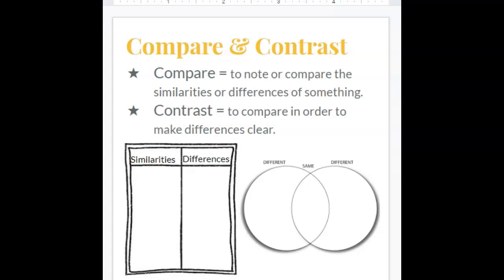And then on the bottom right hand side of the video, the circles there, that is called a Venn diagram. It's very similar. You're organizing the information you get from the text. On the outsides you have the differences, and in the middle you have what's the same. Okay, and that's how you list your information on there.